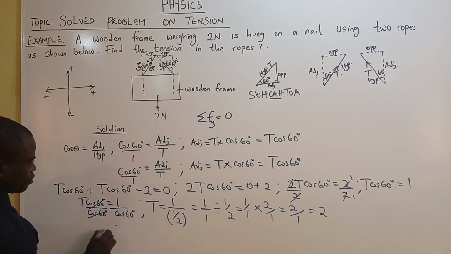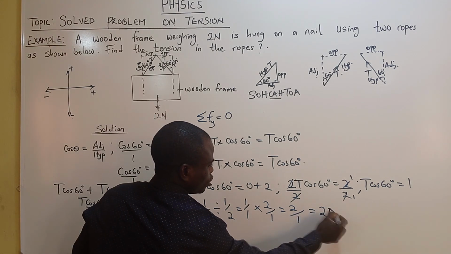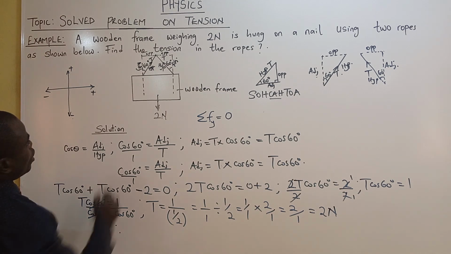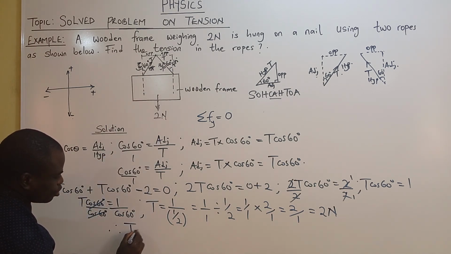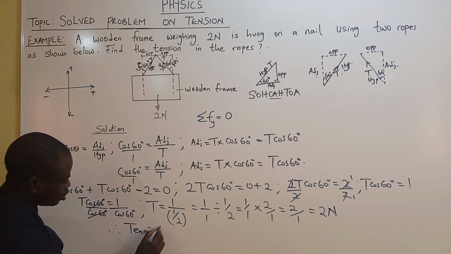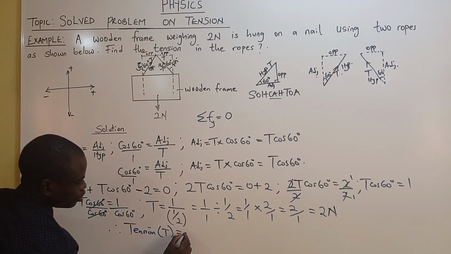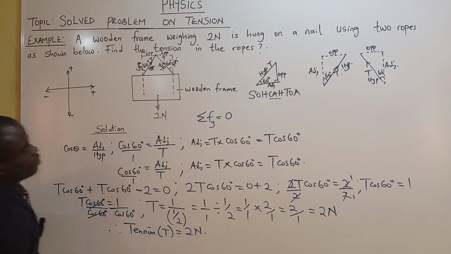Therefore, 2 Newton, the tension is in Newton. We had to find the tension in the ropes. Therefore, the tension T in the rope equals 2 Newton.